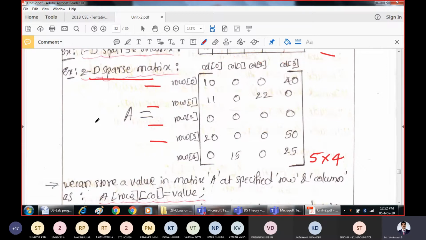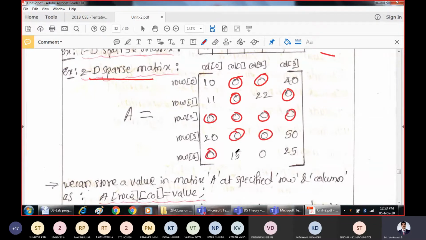Usually the convention followed for the representation of sparse matrices is that we will not represent the zeros, because why store these zeros? It is understood that the value of 0 is 0 always. So there is no need to store them. Unnecessarily they will consume the memory.